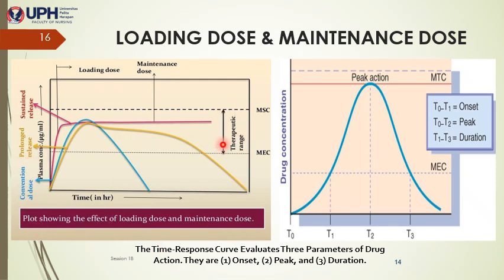So this is the therapeutic range, and to reach that, we have to give the loading dose until we reach the therapeutic range. But to keep the drug inside the therapeutic range, we have what we call the maintenance dose. Okay? Now, take a look at this one. We also have the drugs. This is the onset, and then it will reach the peak here, and then this is the duration. Okay? Let's move on.